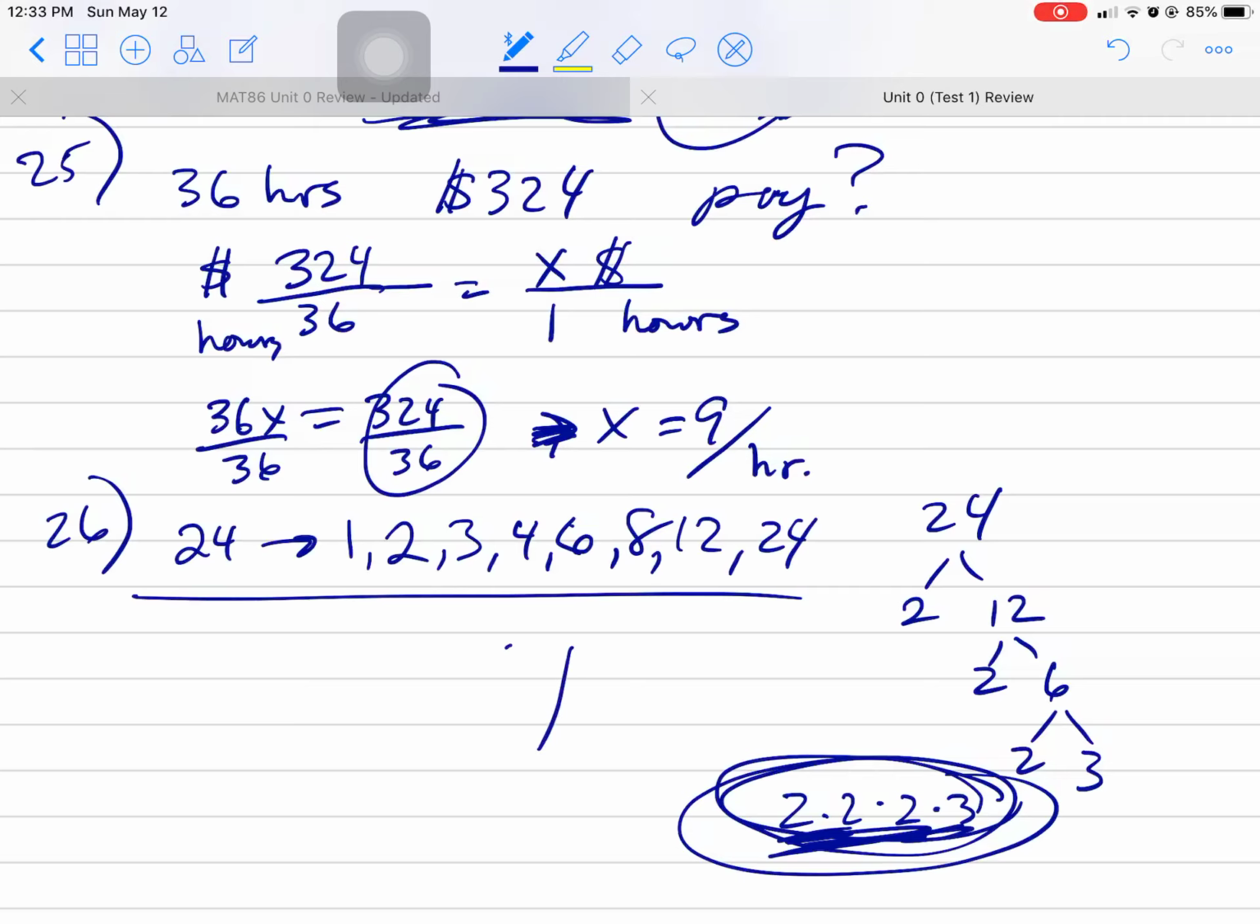Okay. Some people find it very helpful to do factor pairs. 1 and 24. 2 and 12. 3 and 8. 4 and 6. Notice those in that order are your different factors. Okay.